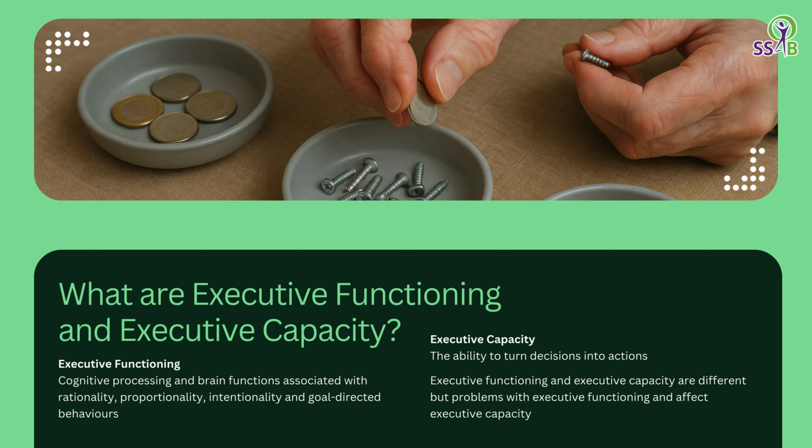And what about executive functioning and executive capacity? What do they mean? Well, executive functioning refers to the cognitive processing and brain functions that we associate with rational decision-making, proportionality, intentionality, and goal-directed behaviours, and also impulse control. And executive capacity refers to a person's ability to turn their decisions into actions. Now, executive functioning and executive capacity are different, but problems with executive functioning can affect a person's executive capacity.